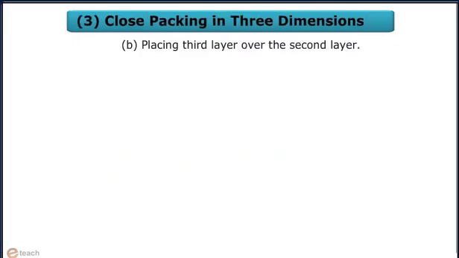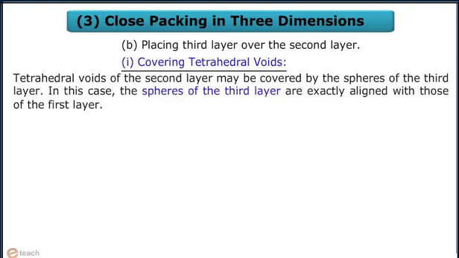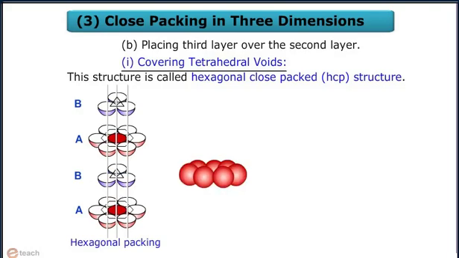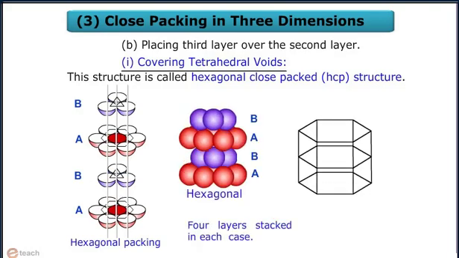Now placing the third layer over the second layer. The first one is covering tetrahedral voids. Tetrahedral voids of the second layer may be covered by the spheres of the third layer. In this case, the spheres of the third layer are exactly aligned with those of the first layer. Thus, the pattern of spheres is repeated in alternate layers. This pattern is often written as the AB-AB pattern. This structure is called the hexagonal close-packed structure, that is HCP. We can see that 4 layers are stacked in each case.